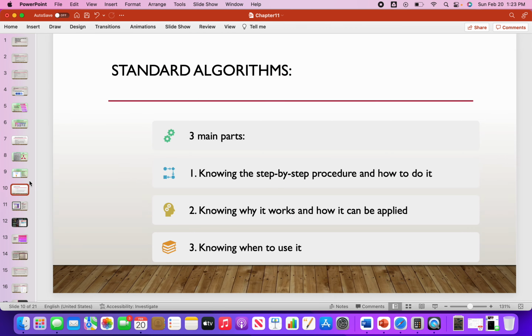Okay, for the next part, this is standard algorithms. There's 3 main parts to standard algorithms. Knowing the step-by-step procedure and how to do it, knowing why it works and how and when to apply it, and knowing when to use it.